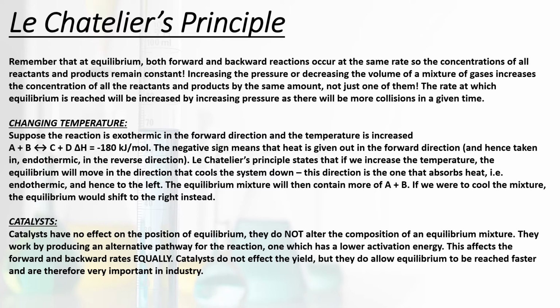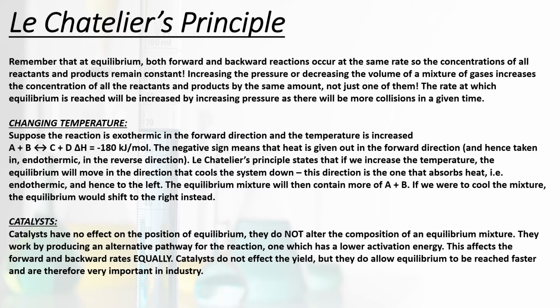Endothermic means to take in heat. Remember, exothermic is to release heat. And the endothermic direction is the reverse direction, and so we say our equilibrium would shift to the left. If the equilibrium shifts to the left, then our equilibrium mixture will contain more of A and B. And likewise, on the opposite side, if we were to cool the mixture down, then our equilibrium would shift to oppose the change. To oppose this cooling of the mixture, we'd want to release heat, and so it would move in the exothermic direction, or to the right.